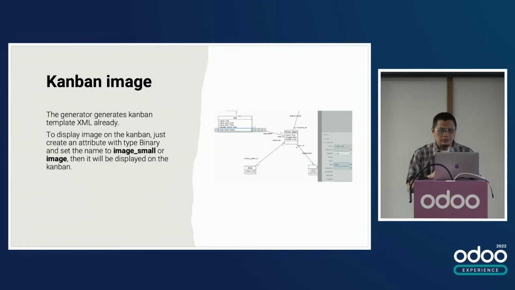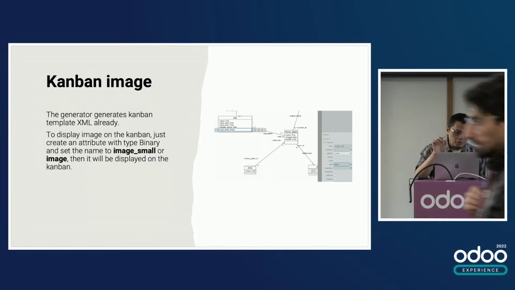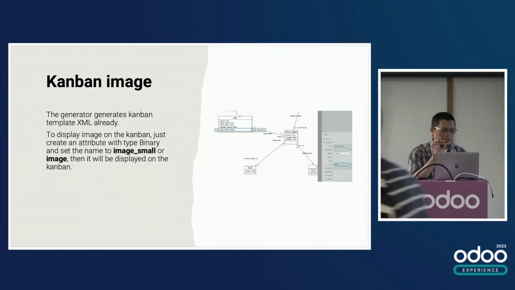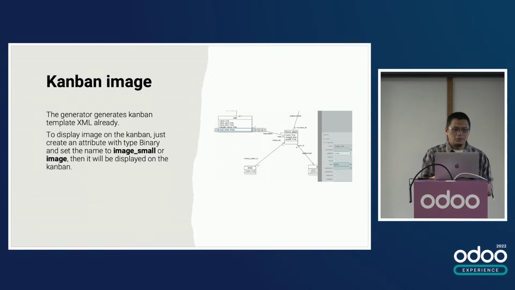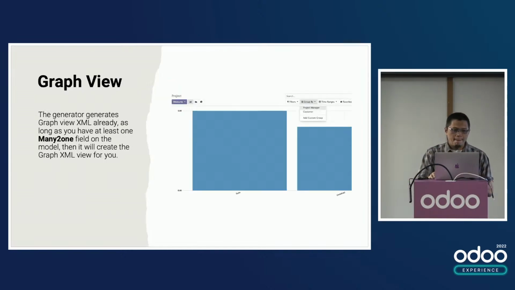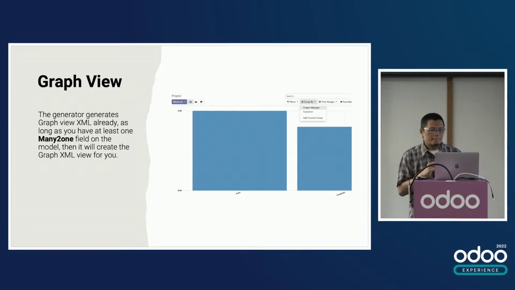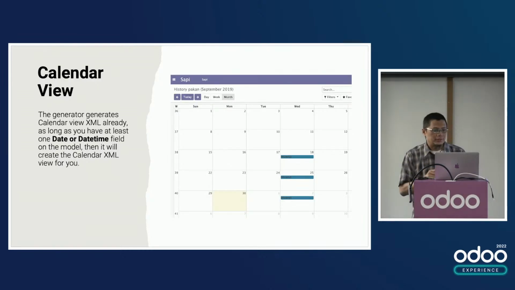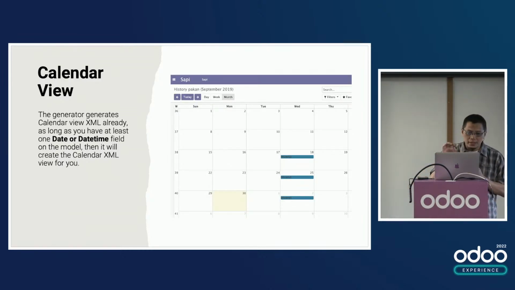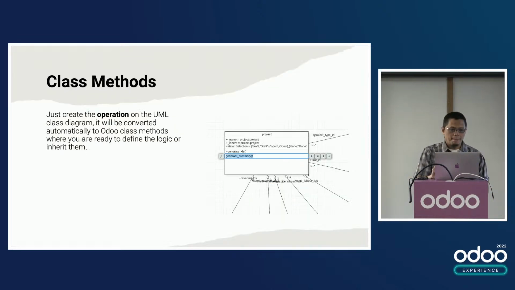And for Kanban, we also create the Kanban image as long as you have an image small or image field name, a binary type field. It will generate the Kanban image for you. And for the graph view, as long as you have a many-to-one field, it will generate the graph view for us. For the calendar view, as long as you have a date or datetime field on the class, it will generate the calendar for us.